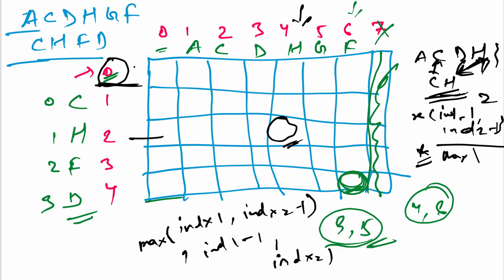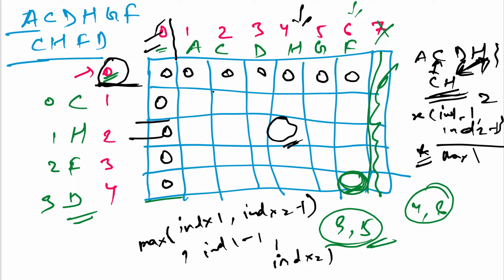If this string is blank, if we consider all these, everything will be 0. The maximum subsequence length will be 0 for this one. Let's say we consider this string as empty and this whole string, and at any index everything will be 0. So we filled 0 at every other place. Now let's say we fill this one, we consider up to this, and then this, right? C and A.